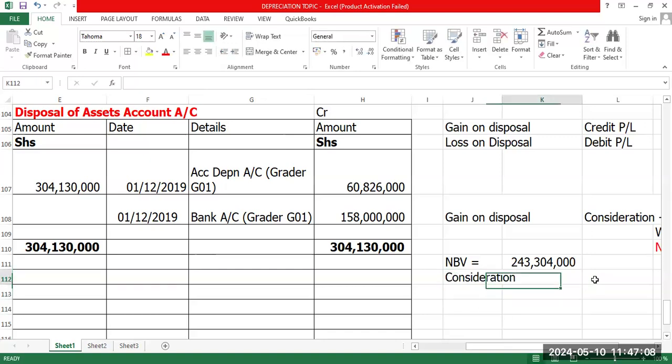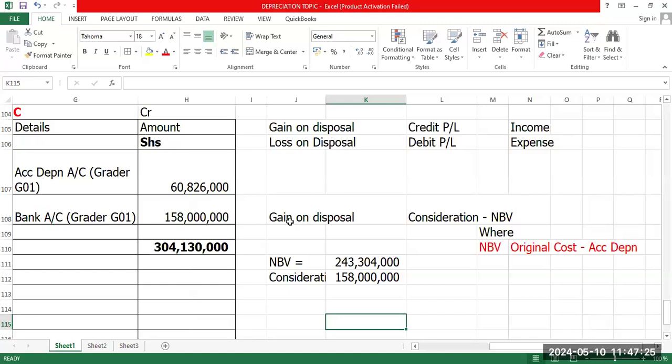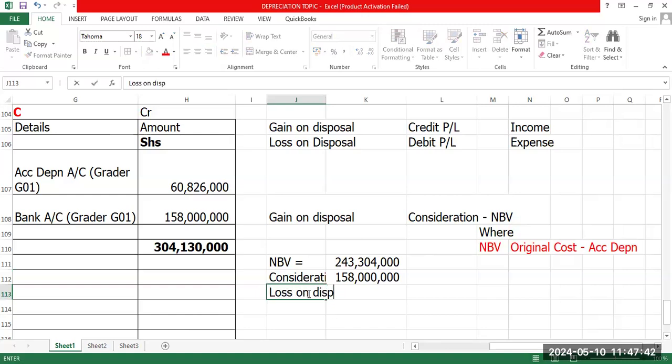If you want to confirm without hassle, the consideration is this 158. So come back to your scenario. To get gain on disposal, consideration must be higher than net book value. And we see that the net book value is actually higher than the consideration. So it means that here you have loss on disposal, because if you get consideration minus net book value, you get negative.